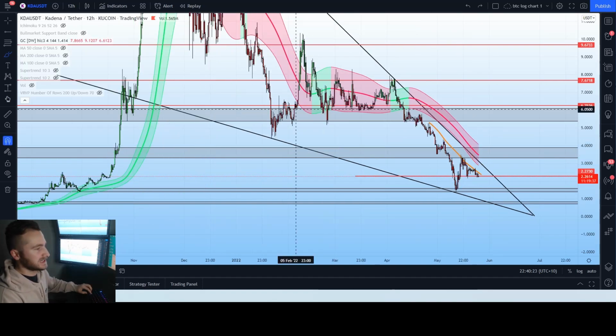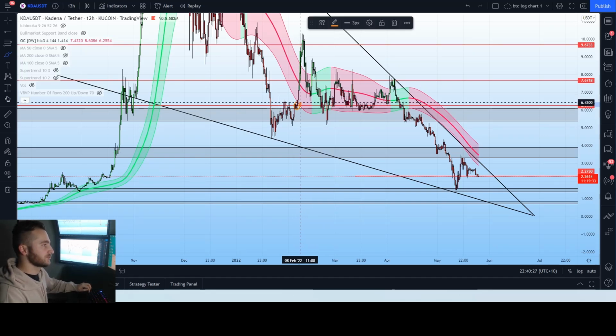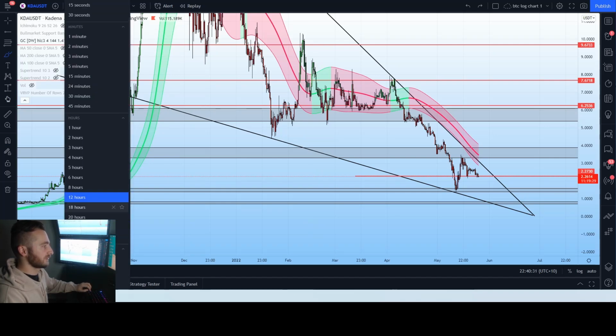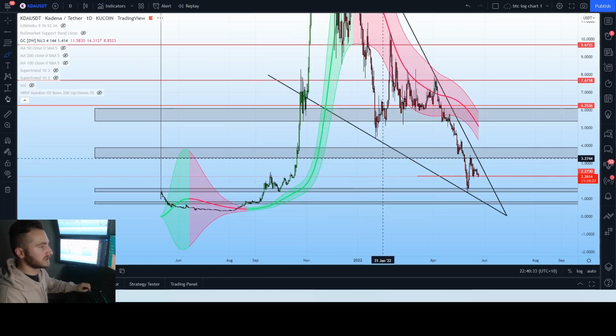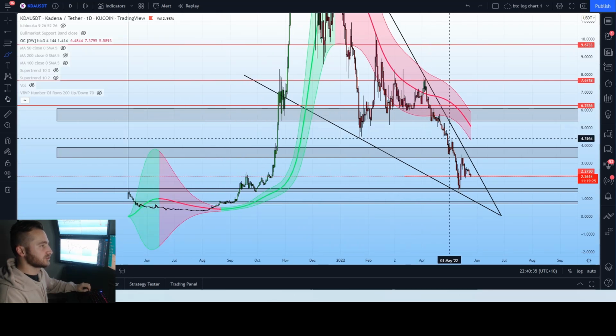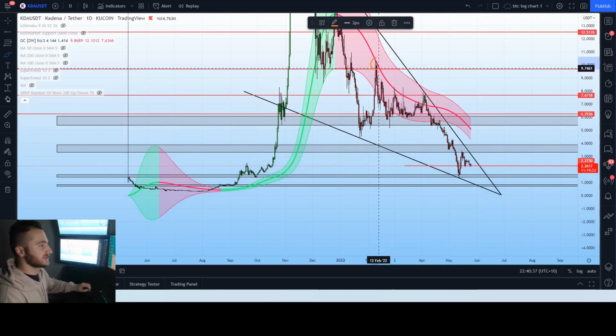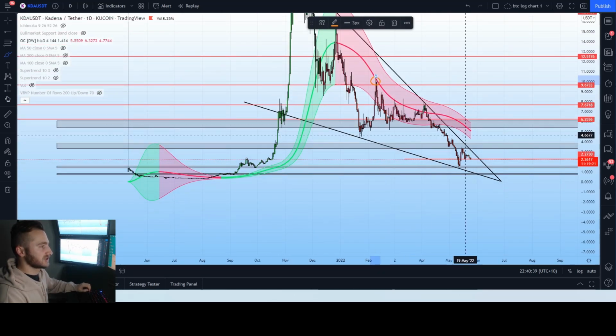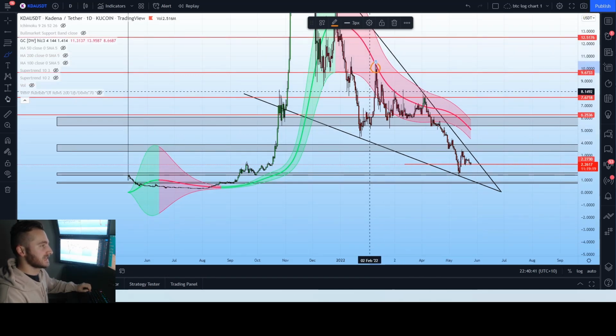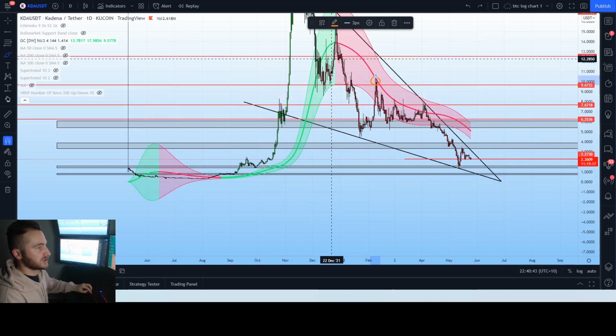Of course, an entry in the Gaussian channel is an entry signal. An entry in the Gaussian channel signifies a move upwards to the top side. Obviously, on the smaller time frames, it is more flaky. On the larger time frames, it is more consistent, more solid. But we usually do see these moves upwards into the Gaussian channel, or sometimes even through the Gaussian channel, depending on the velocity of the trend overall.